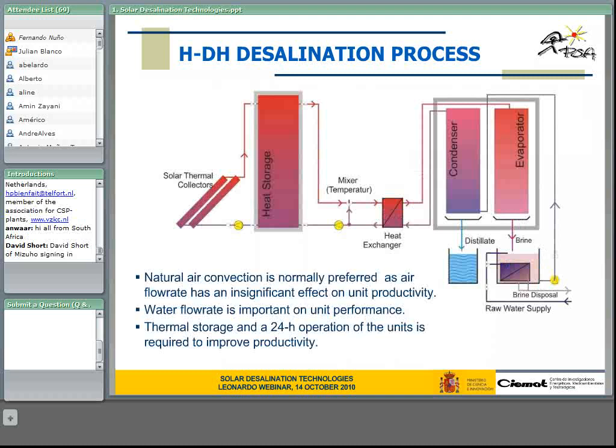As I said, natural air convection is normally preferred because it has been demonstrated that the air flow rate has very little effect on the productivity of the unit. So instead of spending additional electricity on a blower to force the air, we can design systems in which the air has natural convection. Water flow rate is an important performance factor, and it has also been demonstrated that thermal storage and 24-hour operation are very good to significantly improve the whole productivity of this system.